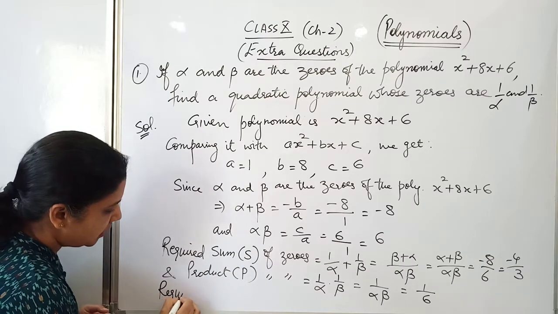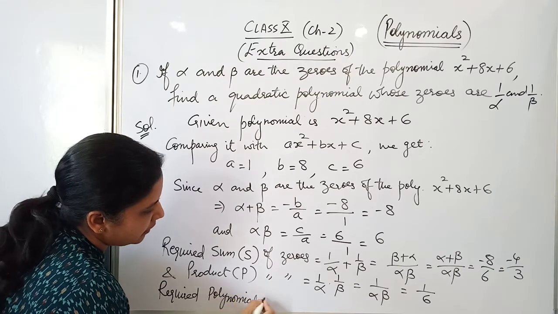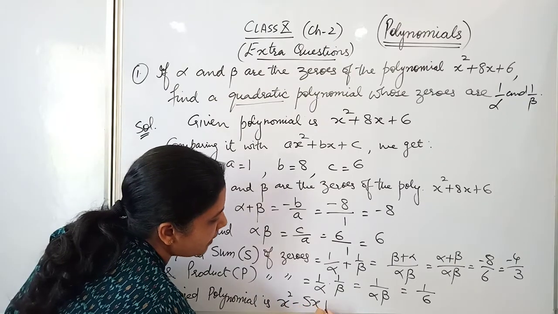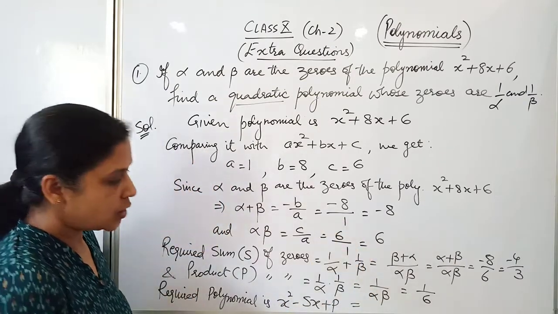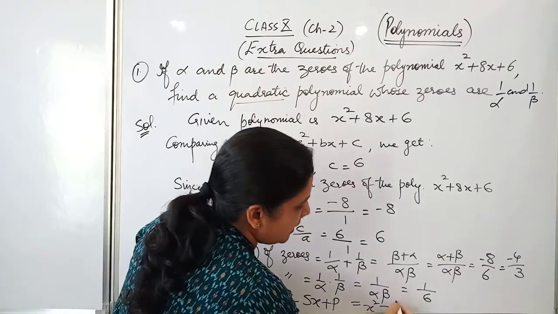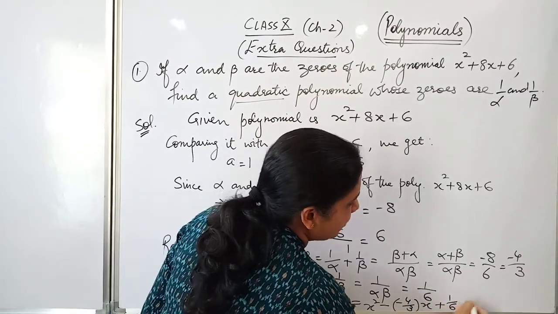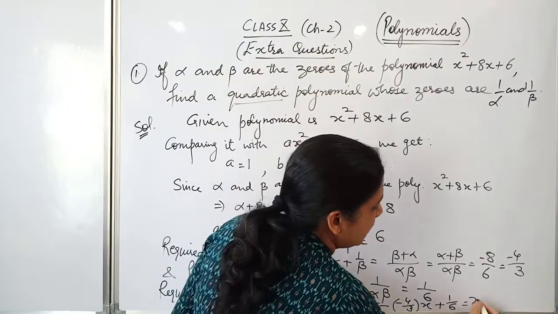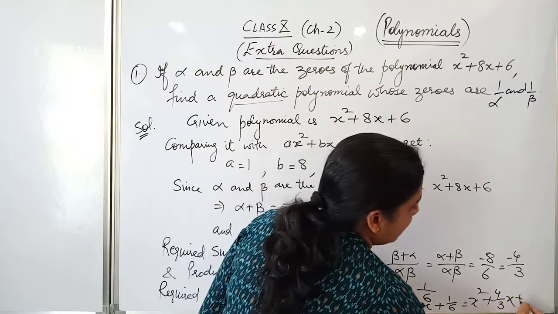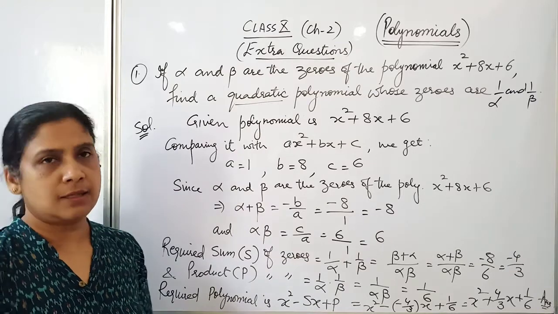So required polynomial is, since we want a quadratic polynomial, so it is of degree 2, its formula is x square minus sx plus p, which will be given by, I will be writing down the values, x square minus, s is minus 4 by 3x plus p, p is the product. So I am going to simplify it, it is x square minus minus is plus 4 by 3x plus 1 by 6. This is the required answer. If you want, you can take LCM as well.